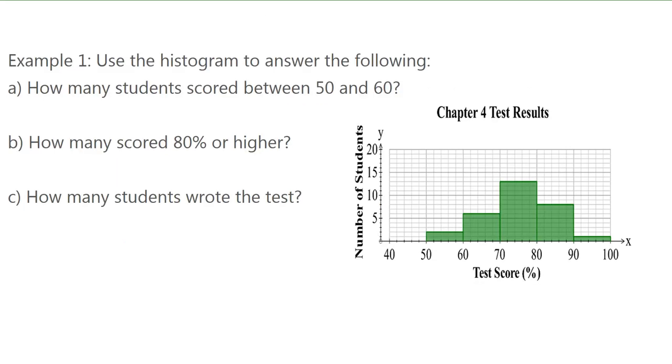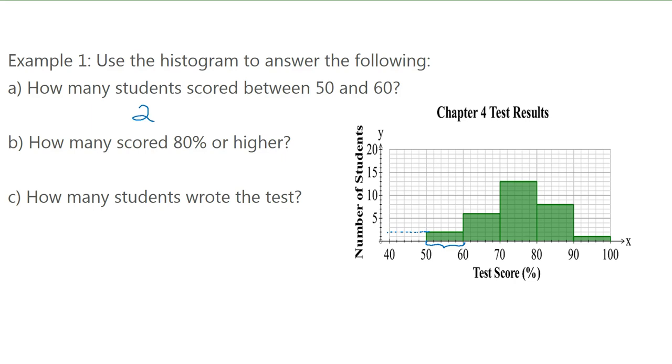Let's look at example 1. Use the histogram that we were just looking at to answer the following. How many students scored between 50 and 60? So that's right here. We can just look across and see that that corresponds with 2 students.